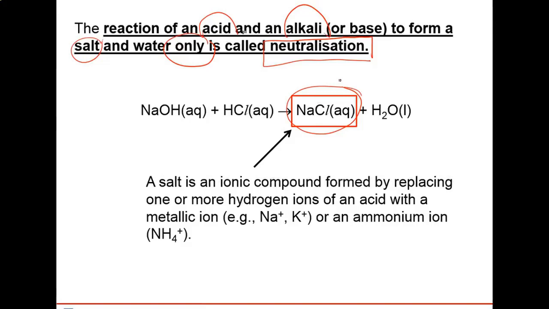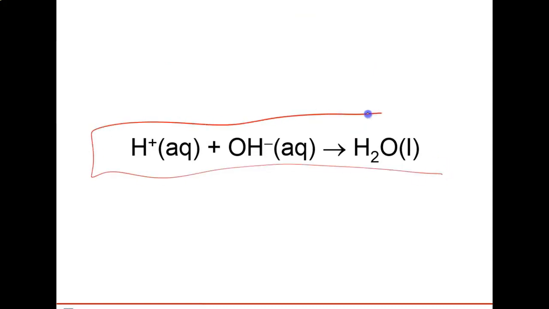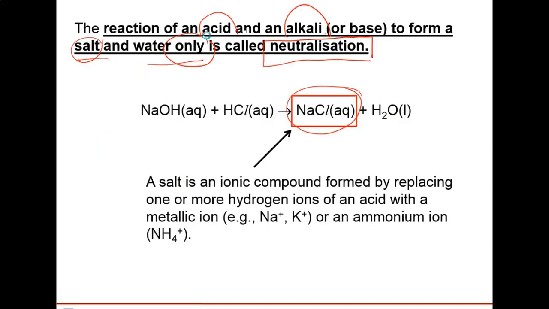So, a quick recap first. Neutralization is acid and alkali giving us salt and water only, and this is the equation for neutralization. H+ and OH- gives us H2O. This is the ionic equation. Later on, we will cover a little bit more on how to derive this ionic equation from the original chemical equation here.